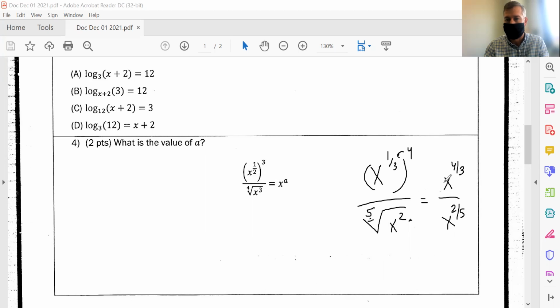And then from here, since now I have them both in exponent form, I need to subtract these. And so I've got to do 4/3 minus 2/5. Get common denominators, that would be 20 over 15 minus 6 over 15, and that's going to be 14/15, which would be our final answer.